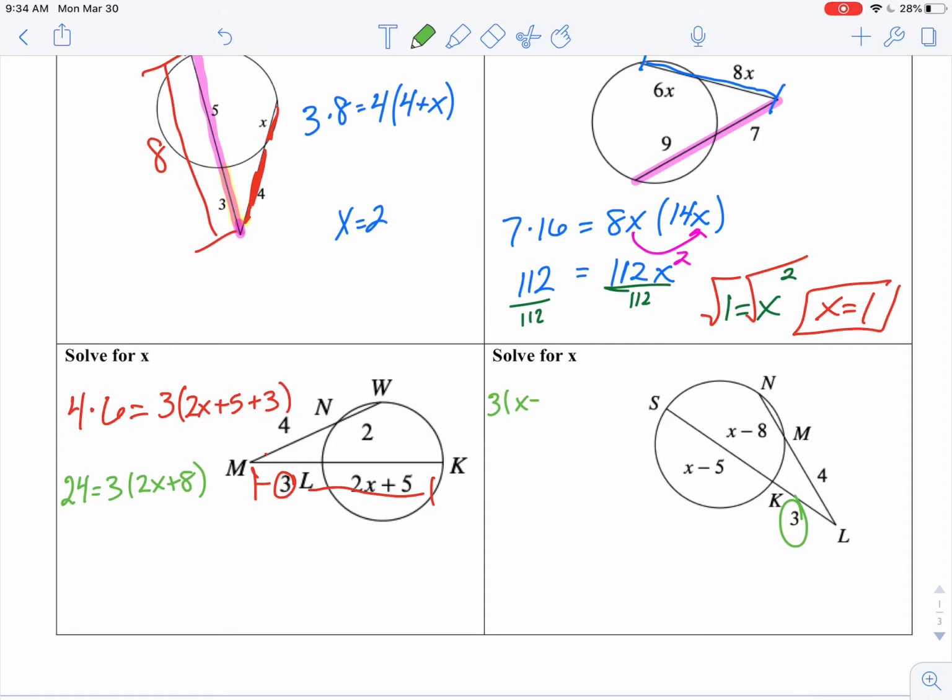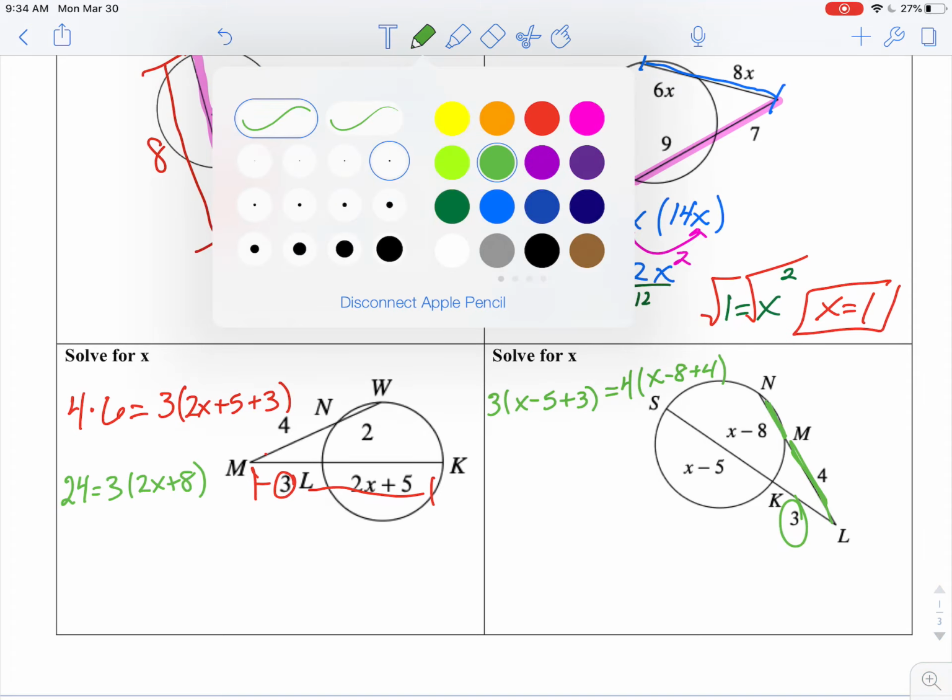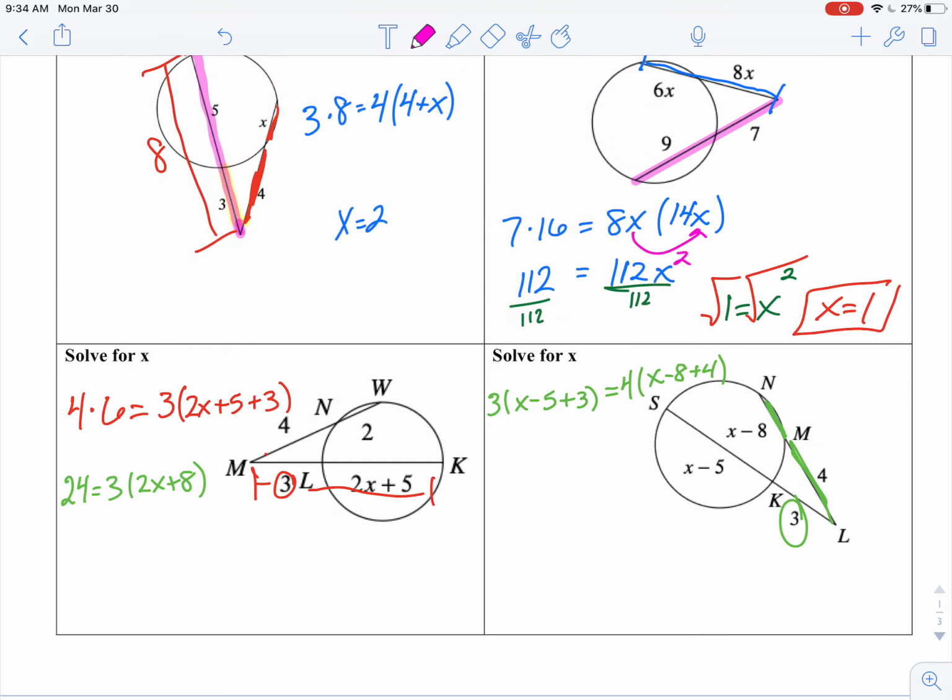And let's try this last one here. So 3 on the outside times x minus 5 plus 3 equals 4 on the outside times the whole thing, which is x minus 8 plus 4. And let's simplify that. So 3 times x minus 2 equals 4 times x minus 4.